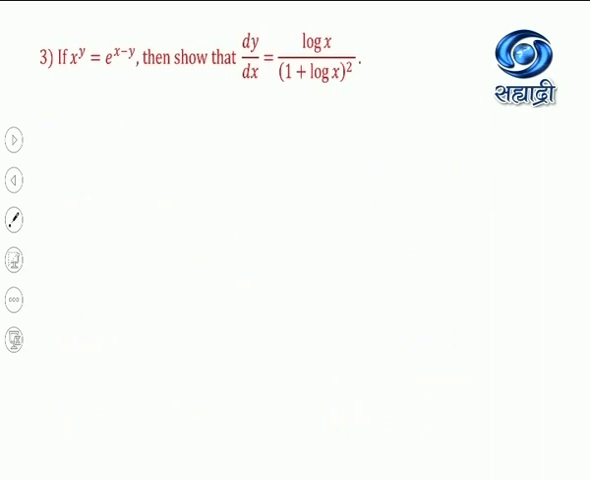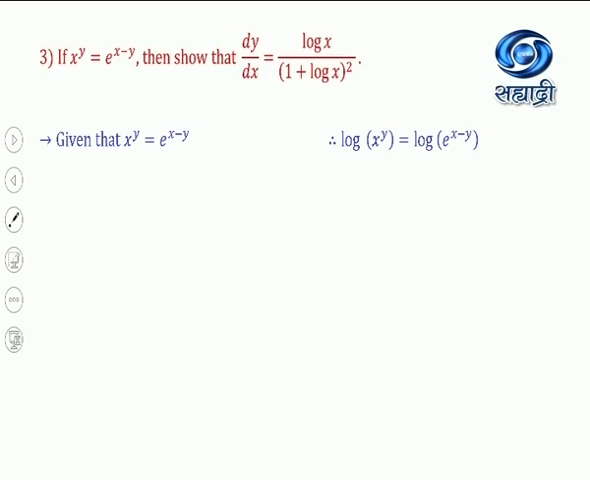Now we are going to see our next example number 3. x to the power y is equal to e raised to x minus y. Then show that dy by dx equals log x upon (1 plus log x) whole square. This is also a very nice example, students. Here we consider the given thing, x raised to y equal to e to the power x minus y.